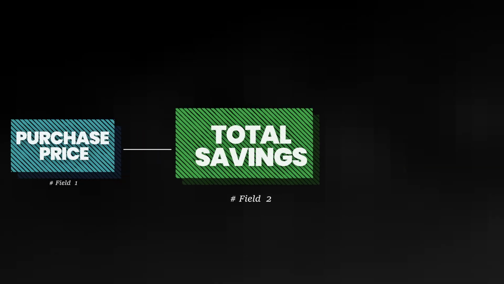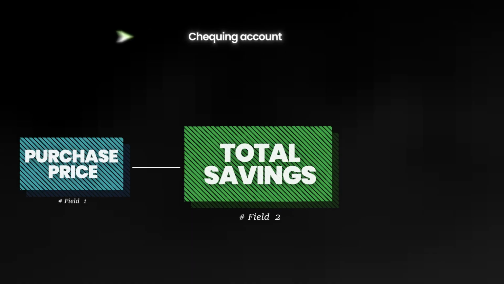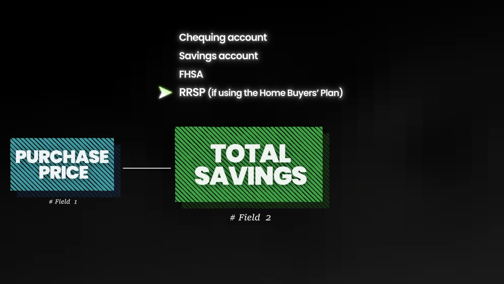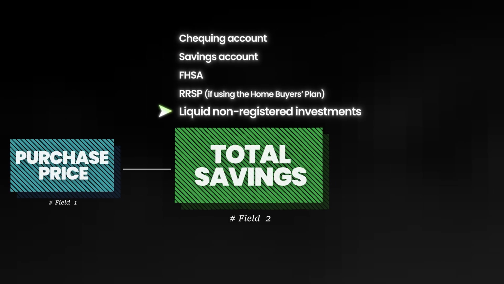Total savings. This field is asking for the total savings you have, not just what you're planning to put toward the house, but everything. Your checking account, your savings account, your FHSA, your RRSP, if you're considering the home buyer's plan, and any non-registered investments that are liquid. It's basically the full picture of where you stand financially today, and the reason it needs to be everything is that the next field, the emergency fund, gets subtracted from this number. And whatever's left after that subtraction is what the calculator actually has to work with.